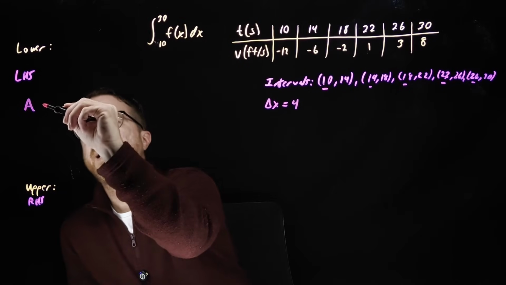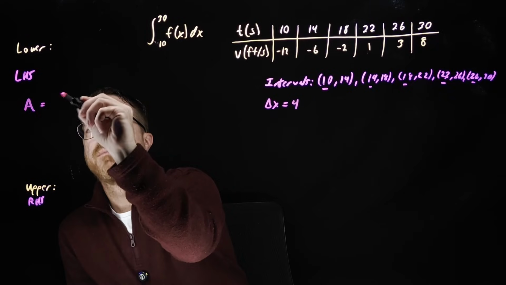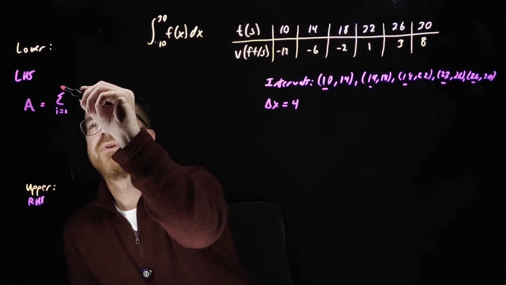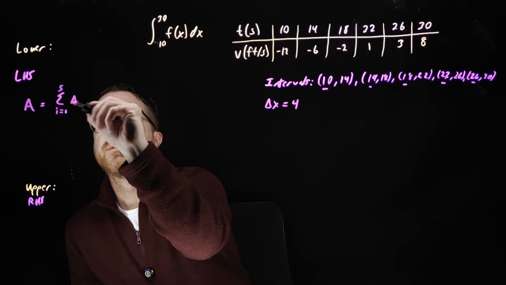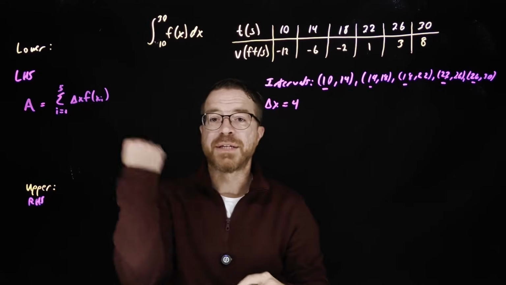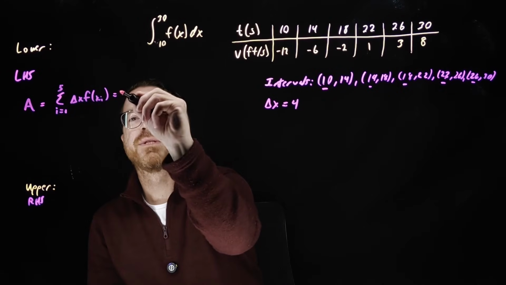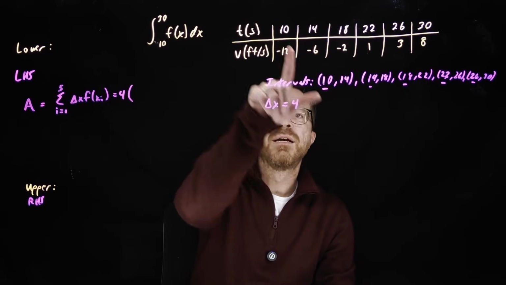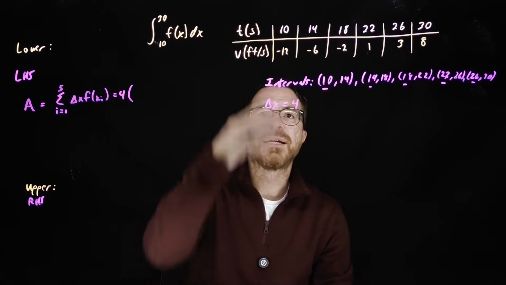So I know that for my sum, I equals 1, 2, 3, 4, 5. I have 5 intervals. Delta x, f of x sub i. I know that I can pull this delta x out, so I'm going to pull my 4 out. So this is going to be 4 times, and then I just have to figure out what the height is when I have the time of 10 seconds. It's negative 12.